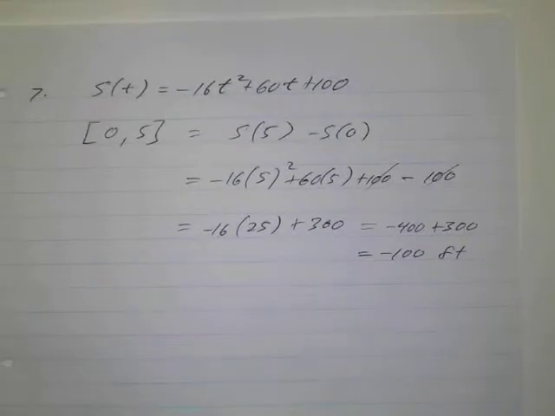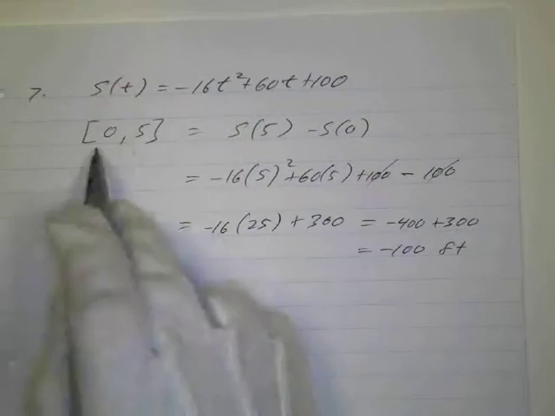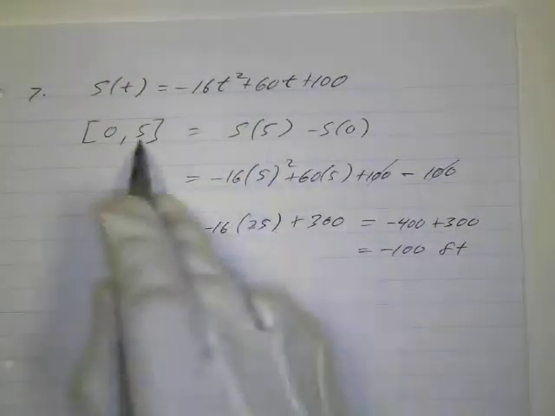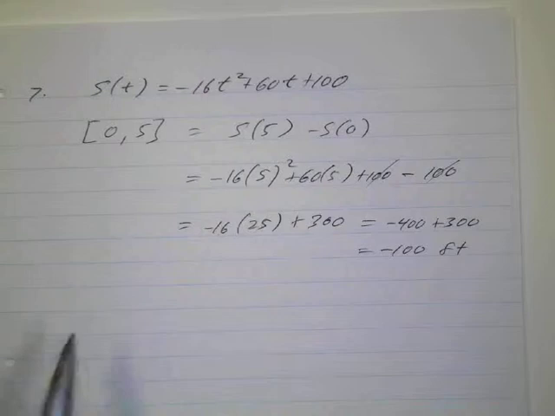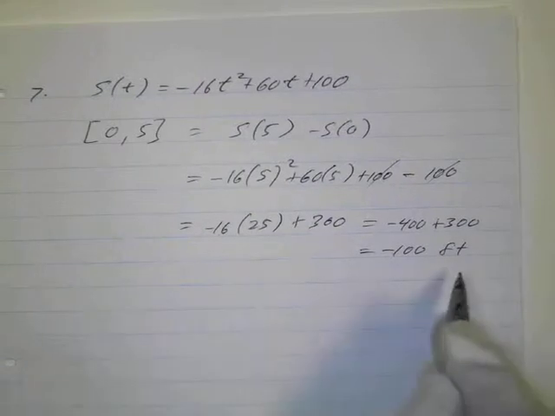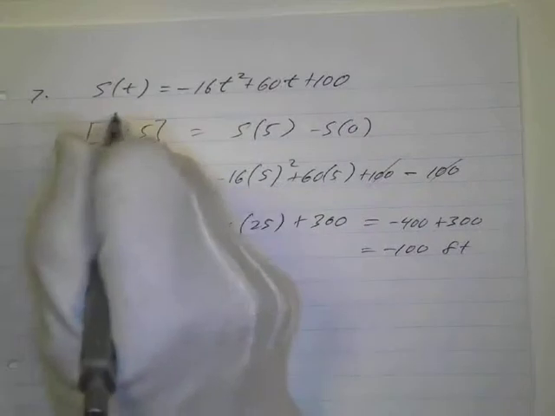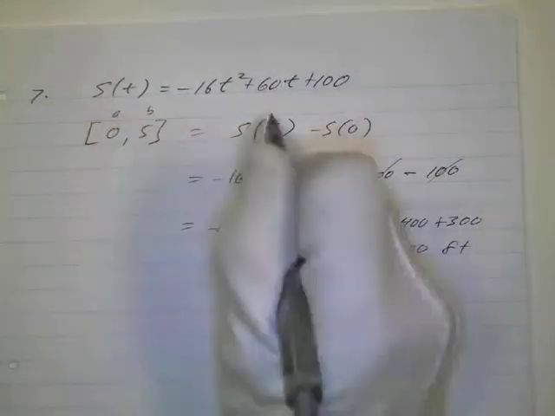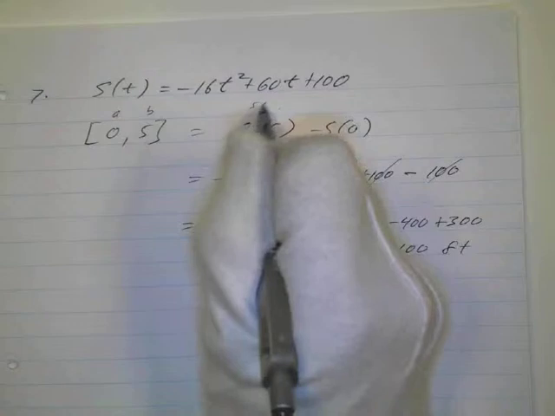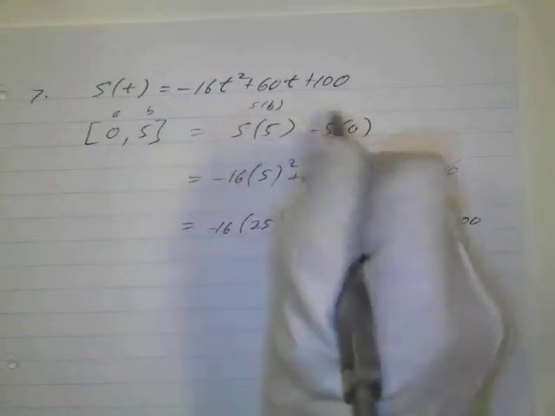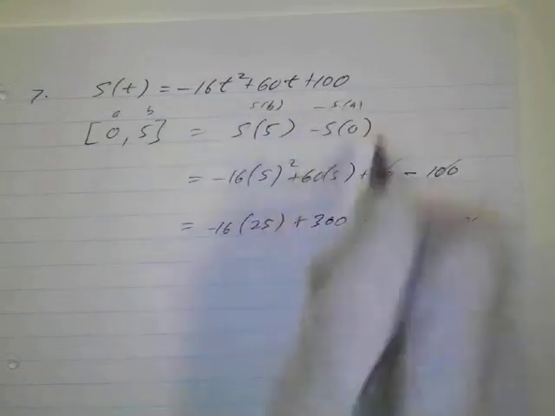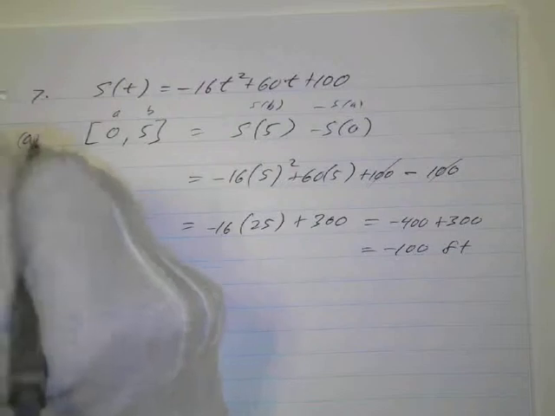So that's your displacement. Over the interval, it's just s of 5 minus s of 0. So it's negative 100. And this looks like the interval AB, so it's s of B minus s of A. And that was the A part of that problem.